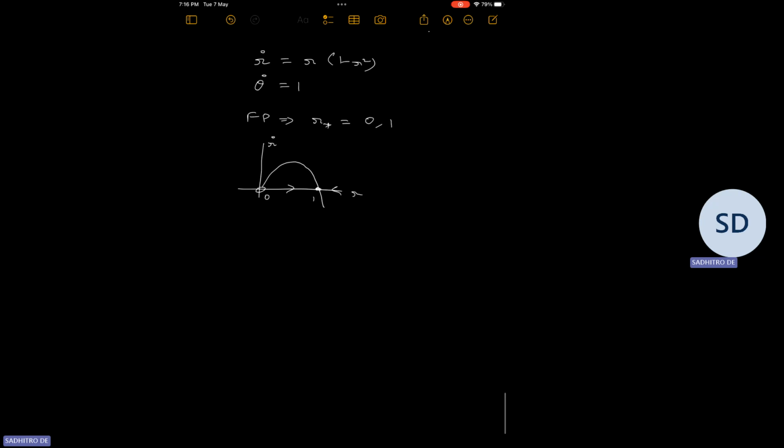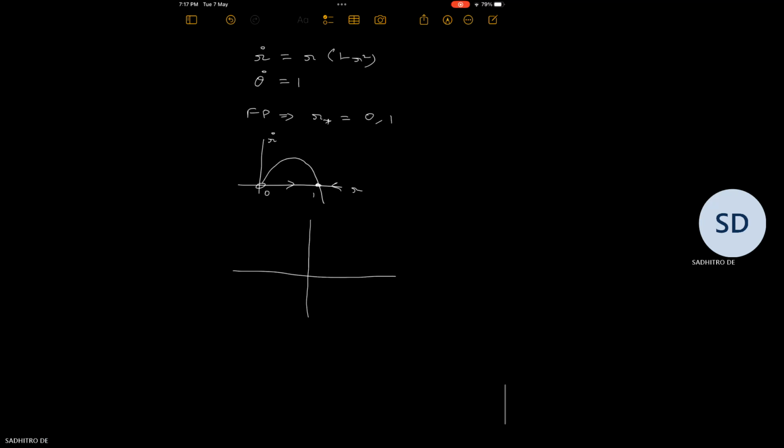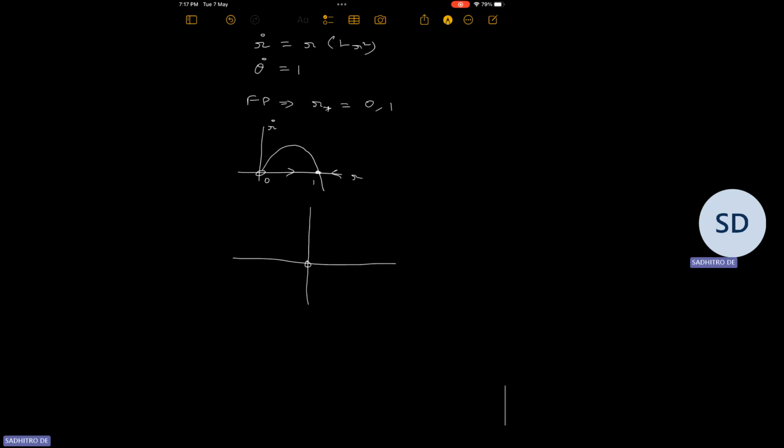So if you look at the phase portrait of such a system, then you will see that this one is the unstable fixed point, and the circle corresponding to the radius of one, yeah, this is the stable fixed point. And since theta dot equal to plus 1, all the trajectories oscillate in the anti-clockwise direction.